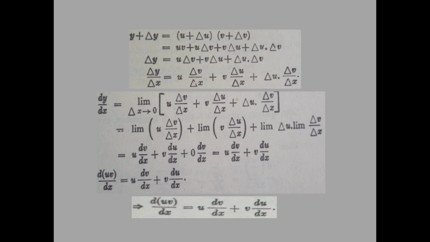So taking the limits on the other side, we have u into dv by dx plus v into du by dx. So we can write d by dx of uv is equal to u into dv by dx plus v into du by dx. When you take y is equal to c into u, where c is a constant, you may let v is equal to c and again apply the above rule, and you can find d by dx of c u is equal to c into du by dx. So this completes the proof.